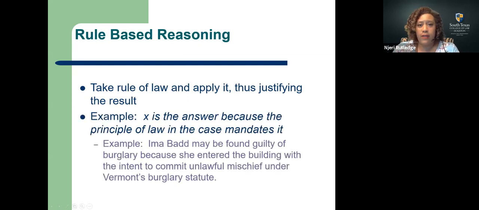Basically, it's very clear-cut. You just take the rule of law and apply it to justify the result. So for example, X is the answer because the principle of law in the case mandates it. You're done. Ms. Bad may be found guilty of burglary because she entered the building with the intent to commit unlawful mischief under Vermont's burglary statute. Whatever happened in precedent doesn't matter. You're just really taking the law and saying, okay, our client fits within the definition of the law.